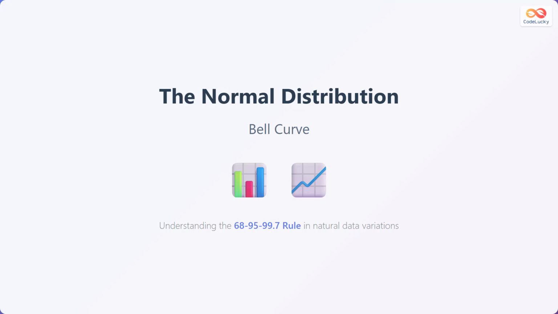Let's explore the normal distribution, often called the bell curve. We will focus on understanding the 68, 95, 99.7 rule, which helps explain natural variations in data.